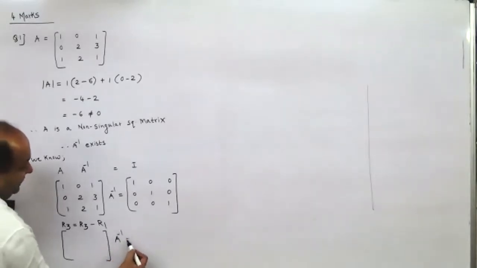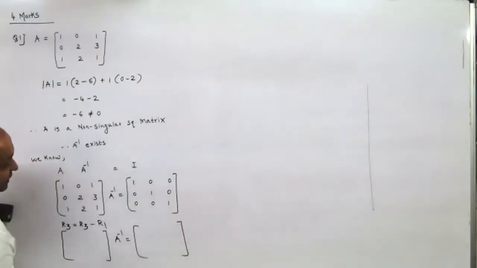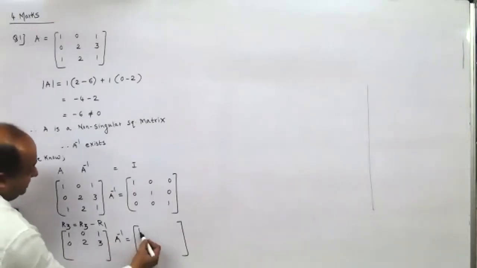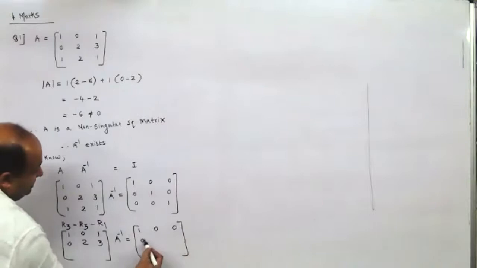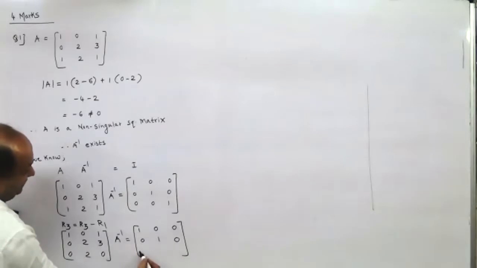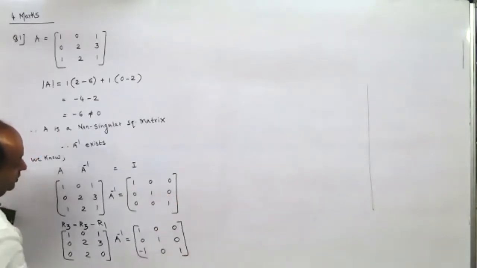How? Here we'll write this into A inverse. Whatever changes I make in the first matrix would reflect on the second matrix also. So here I'll get 1, 0, 1. This is 0, 2, 3. This is 1, 0, 0. This is 0, 1, 0. Now 1 minus 1 is 0. 2 minus 0 is 2. 1 minus 1 is 0. 0 minus 1 is minus 1. 0 minus 0, 0. 1 minus 0, 1.